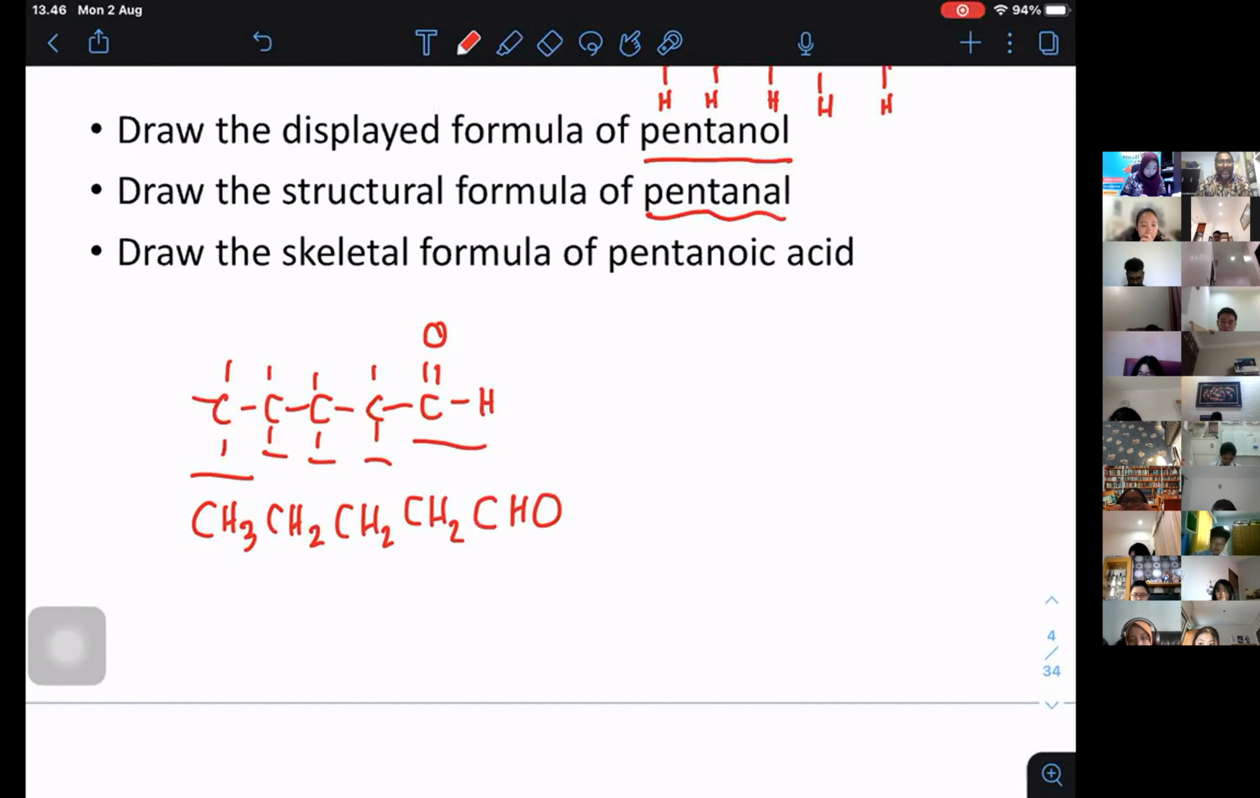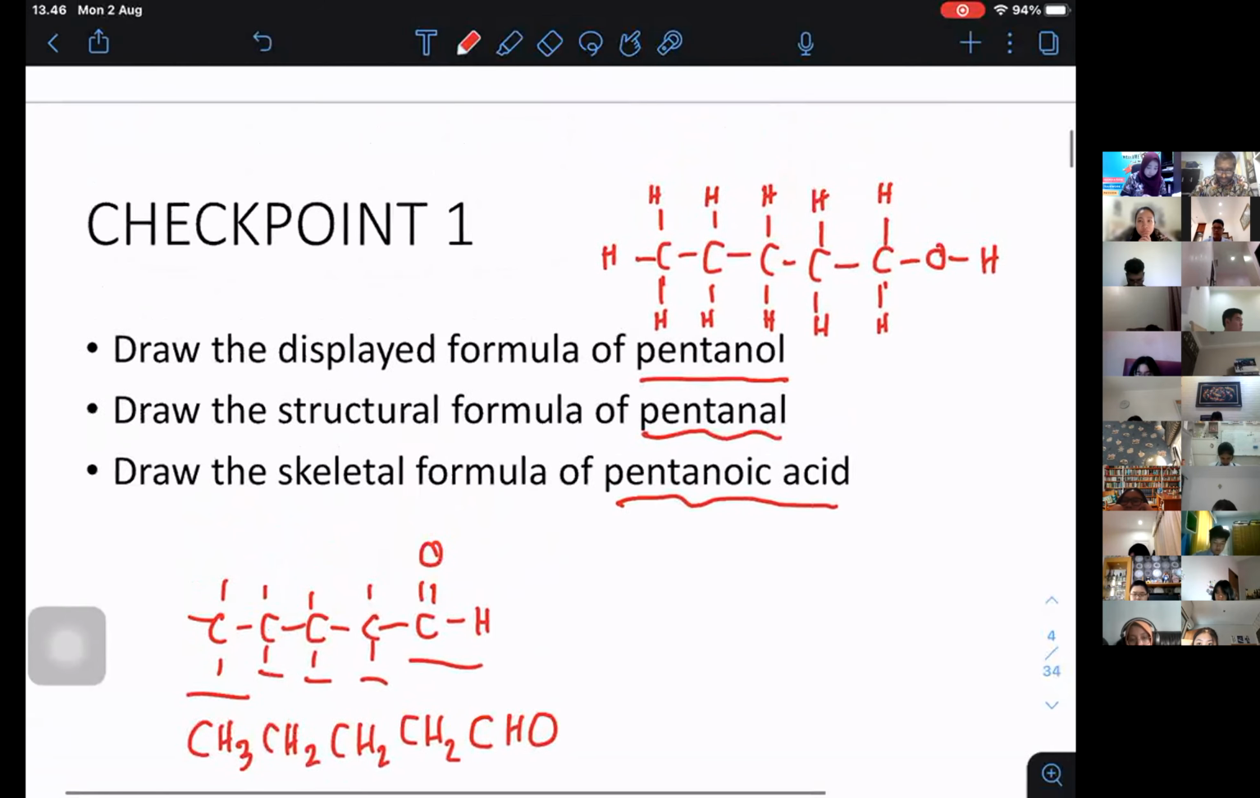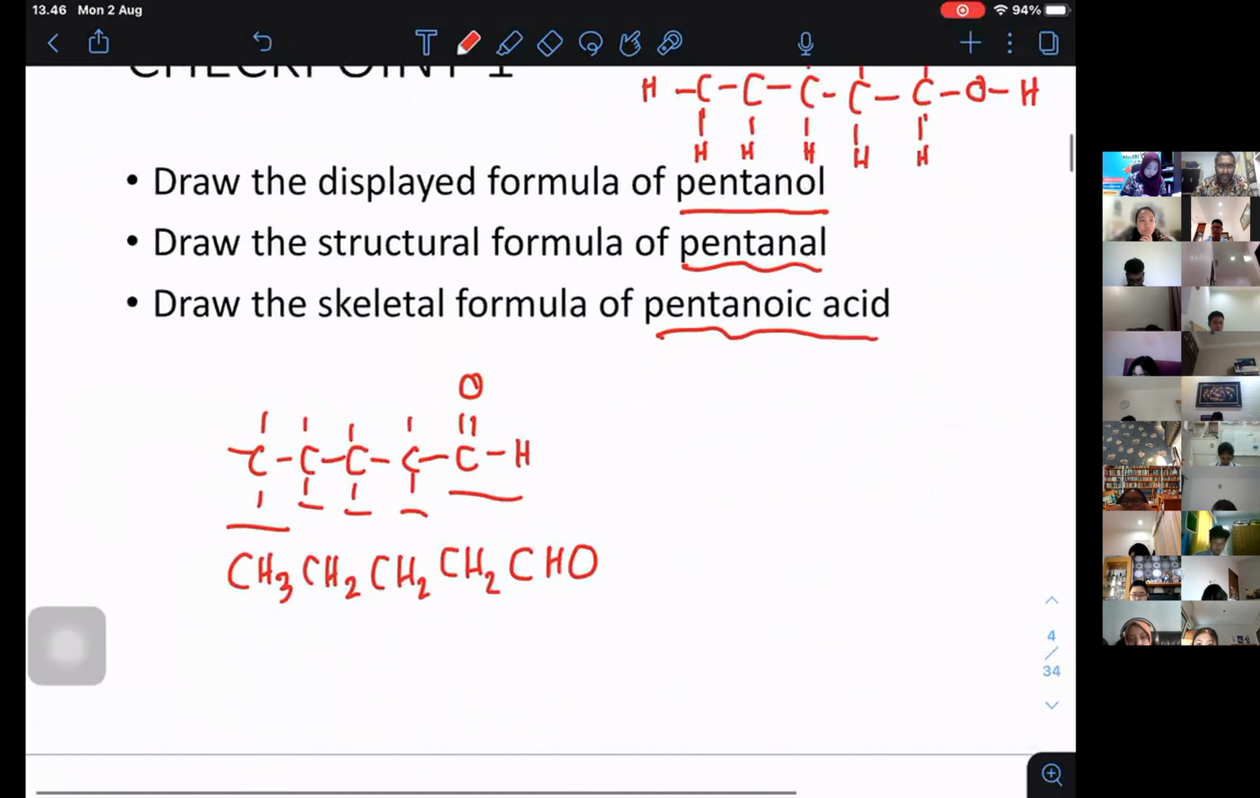Now next is to draw the skeletal formula for pentanoic acid. So I told you, if you want to draw skeletal formula or structural formula, make sure that, hold on, yeah, Kate, wait. So draw the skeletal formula for pentanoic acid.